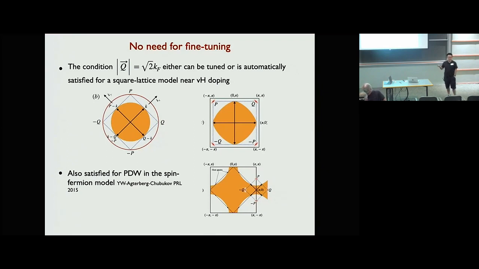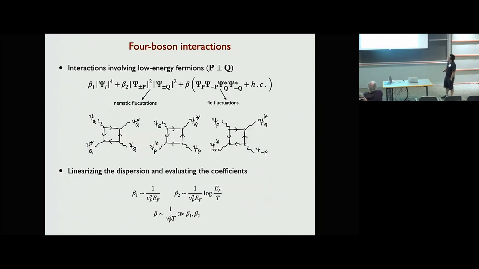The leading instability, of course, is the D-wave superconductivity. But interestingly, this condition is also satisfied. The square root of 2 relation is also satisfied. So the point is that the detailed underlying fermionic mechanism for pair density wave is not that important for what I'm going to discuss next, because for different kinds of model, as long as this one condition is satisfied, I should be able to proceed with the same theory going forward.